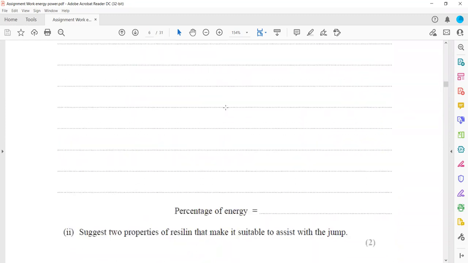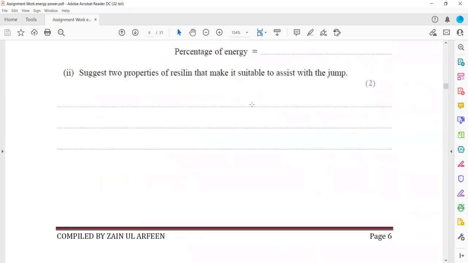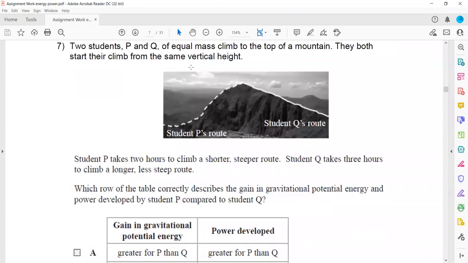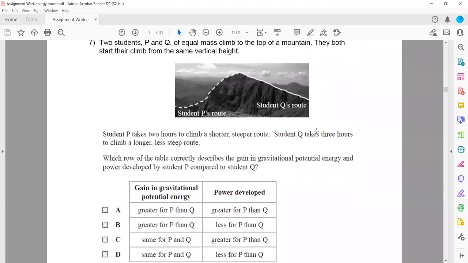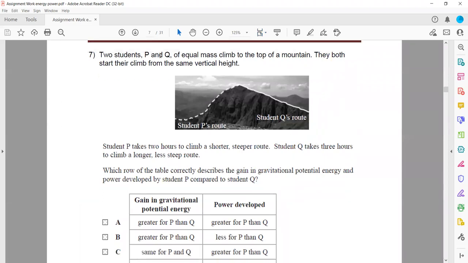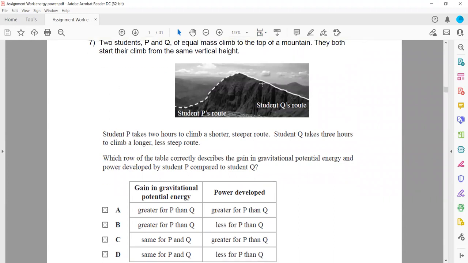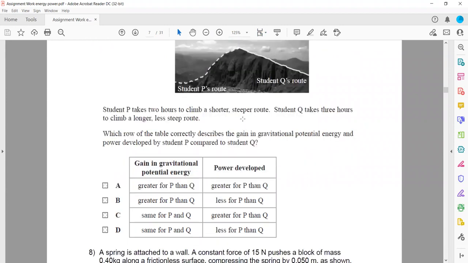The next part is actually related to the material topic that we will discuss later. That's fluids and materials, the next topic. So two students, P and Q, who have the same mass, climb a mountain. They both start at the same vertical height. Student P took 2 hours to climb a shorter and steeper route, whereas student Q took 3 hours to climb a longer and less steep route.